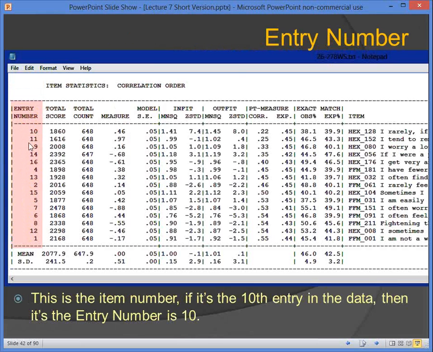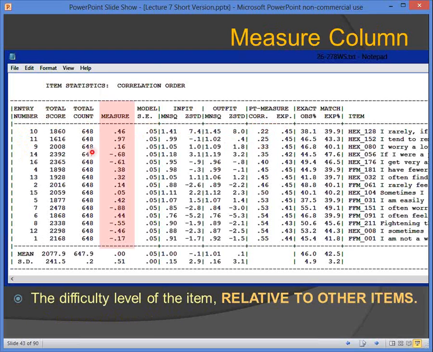So if you were using the iDelete command, maybe you decide that this first item, since it has a point measure correlation, an item scale correlation, of 0.22, is really too low, and you want to get rid of that item. You would enter 10 after iDelete. Then this item would not appear in the next run of the analysis. Then there's the measure column. We're just going to go over the most important columns. The measure column is the difficulty level of the item. By convention in the Rasch model, the mean of the item difficulties is 0.